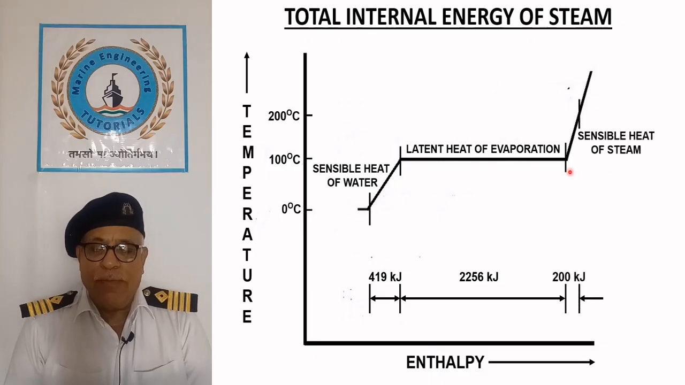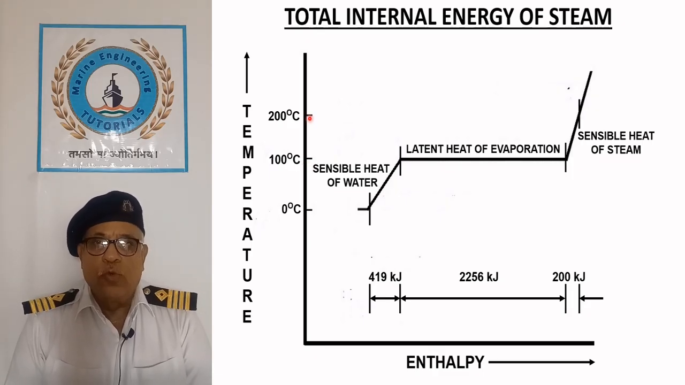If saturated steam at 100 degrees Celsius is further heated to 200 degrees Celsius, it absorbs an additional 200 kilojoule of sensible heat, raising its specific enthalpy to 2875 kilojoule. It is evident that the latent heat component in steam is much larger than the sensible heat component.